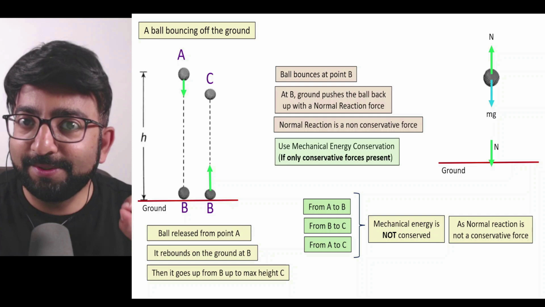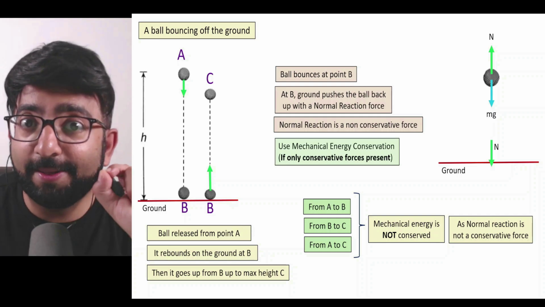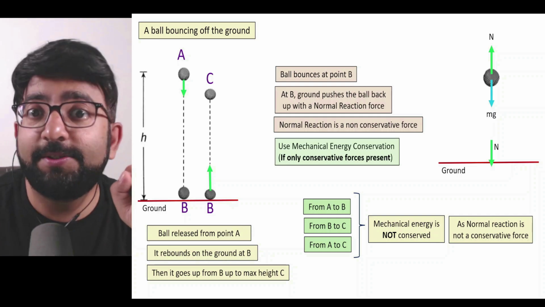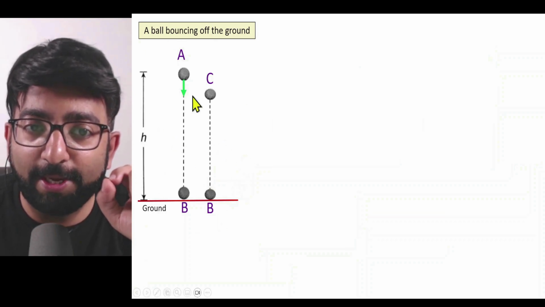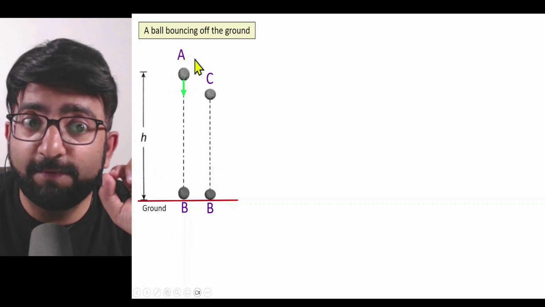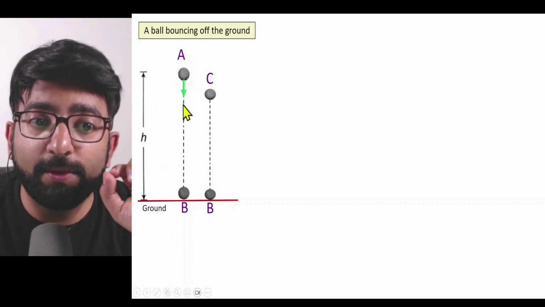as it is a non-conservative force. But there is a trick which we can use to apply the mechanical energy conservation in such cases where the ball is bouncing off the ground. How do we do that? So look at the same diagram. So the ball was released from rest at the point A. It falls towards the ground.